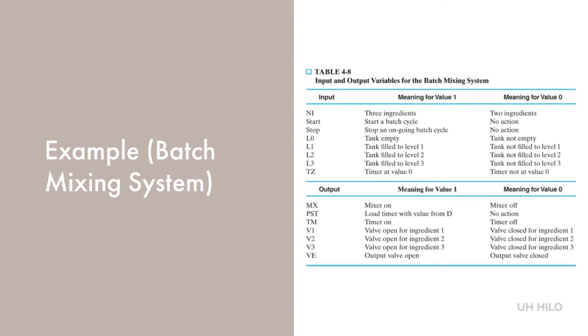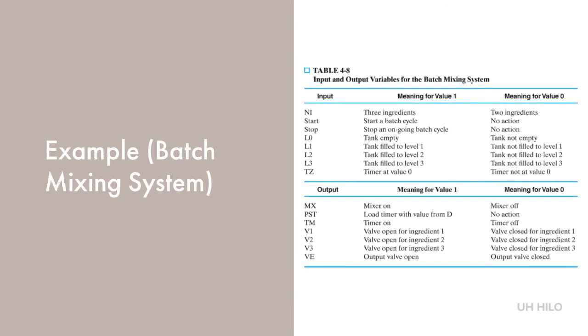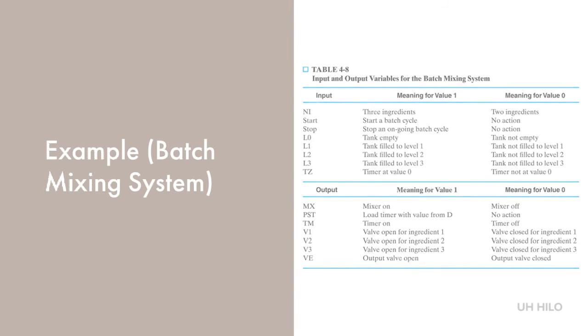Valve 1 closes and valve 2 opens and remains open until L2 indicates level 1 plus level 2 has been reached. If NI is equal to 1, valve 3 opens and remains open until L3 indicates levels 1, 2, and 3 have been reached. Next, the value on dial D is read into the timer, the mixing begins, and the timer starts counting down. When the timer reaches 0, as indicated by the signal TZ, the mixing stops. Next, the output valve is opened and remains open until sensor L0 indicates the tank is empty. If stop is pushed at any time, addition of ingredients stops, mixing stops, and the output valve closes.